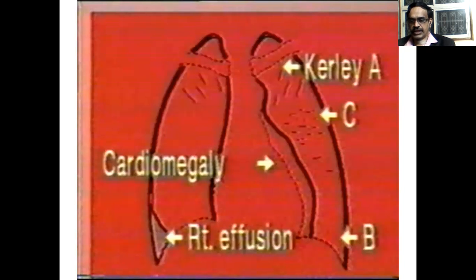So Kerley A, B, C lines. The Kerley A lines are the thin parallel lines in the apex of the lungs. B lines are at the base of the lungs, parallel lines towards the center. And C lines, in the center of the lungs, there will be small, tiny parallel lines seen. That is Kerley C lines. That is seen in pulmonary edema. And right pleural effusion is seen in the diagram. There will be obliteration of the costophrenic angle due to fluid.